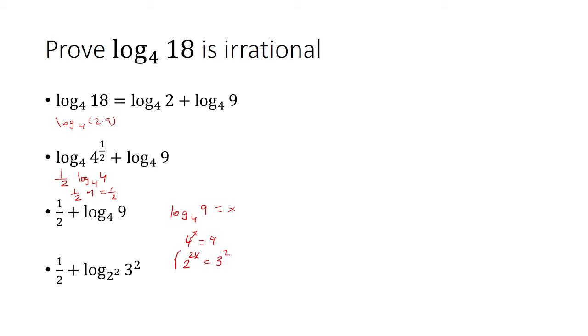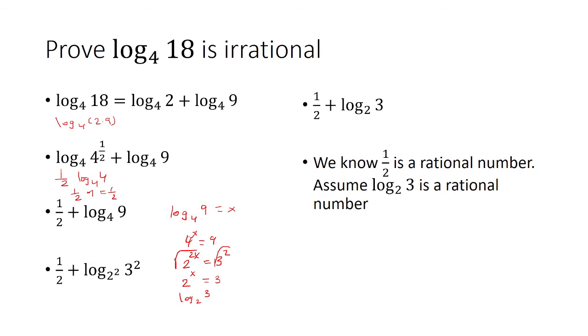Now if I take the square root of both sides, it's just going to be 2 to the x is equal to 3, which can be rewritten as log base 2 of 3. Okay, so that's why that simplifies. Now we know that 1/2 is a rational number, but we don't know anything about log base 2 of 3. So why don't we assume that it's a rational number? And the question is, do we get a contradiction?